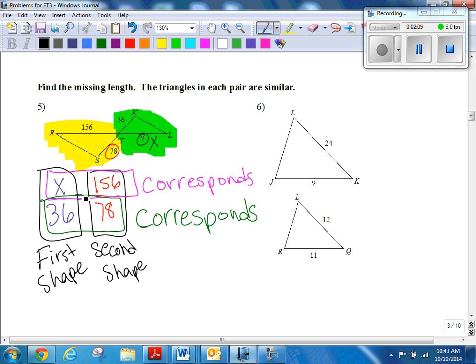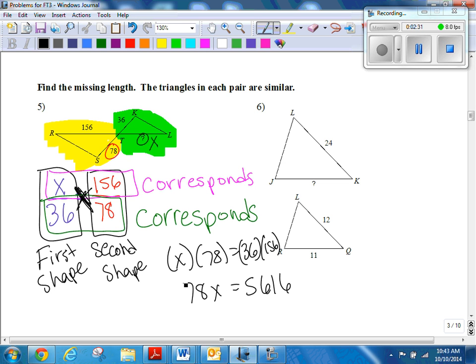Now I'm going to go ahead and cross multiply. We've got x and 78 across from each other, 36 and 156 across from each other. And give me just a second to do that calculation. This is going to give us 5,616, and this is just 78x on this side. Once we divide both sides by 78, we are going to get that x is equal to 72.